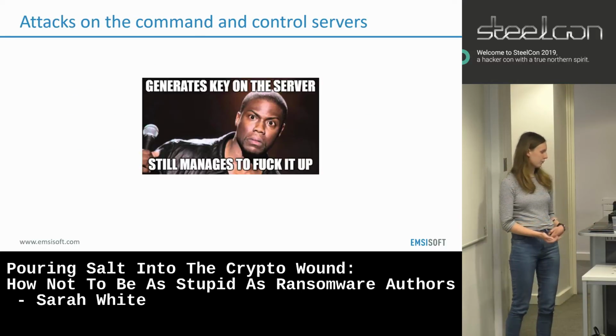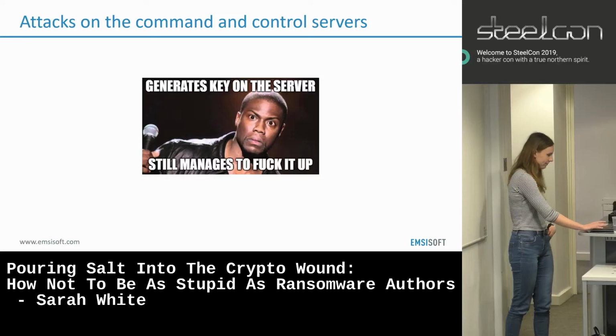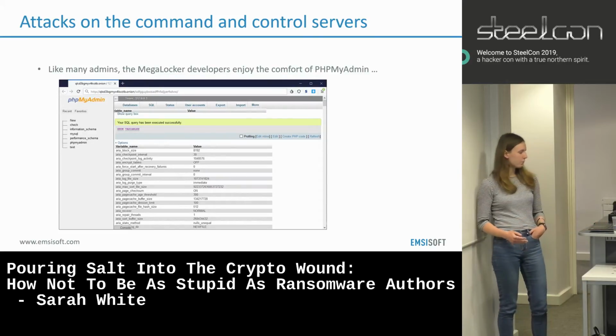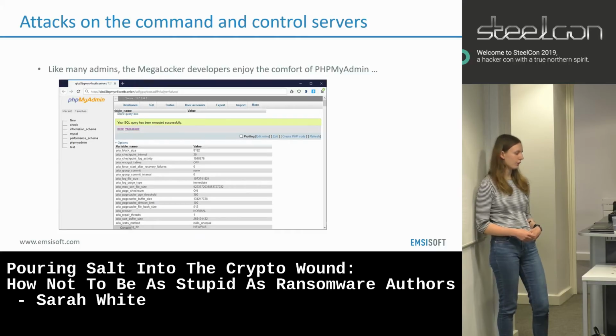Attacks on the command and control servers. Last but not least, let's have a look at the last common mistake of ransomware. Some ransomware do everything right in terms of cryptography, but they manage to do everything wrong in terms of the server that stores the keys. One example of this was MegaLocker.